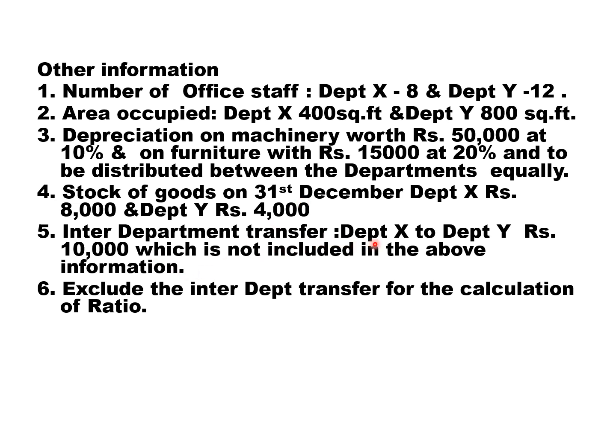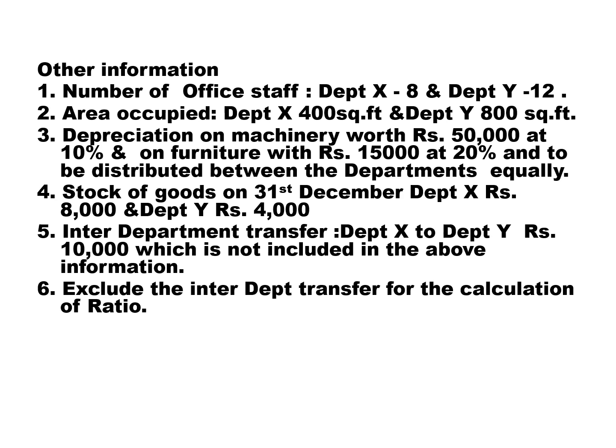Interdepartmental transfers, department X to department Y 10,000, which is not included in the above information. So it is called transfers. The issuing department X credit, receiving department Y debit. Exclude the interdepartmental transfers for calculating the ratio. It means when you calculate the ratio, don't take departmental transfers. Without taking departmental transfers, calculate the ratio.